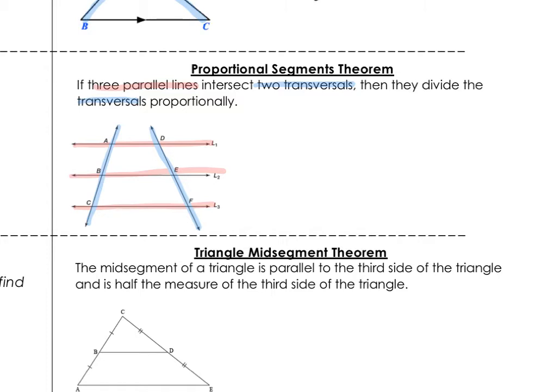Okay, so what that basically means is if L1 is parallel to L2, which is parallel to L3, then we know that AB over BC equals DE over EF. So when I set this one up, I went AB over BC equals DE over EF.